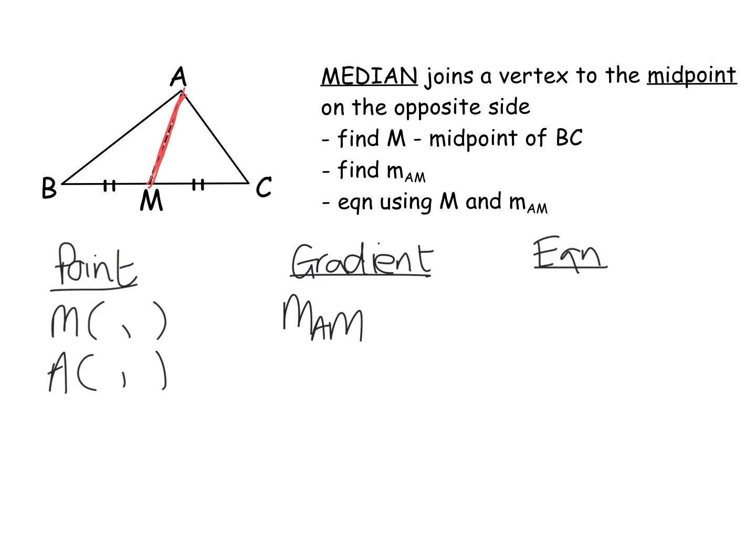And then you would use either of those two coordinates with that gradient, and you would plug it into the good old y minus b equals m bracket x minus a equation. So let's see this in action.